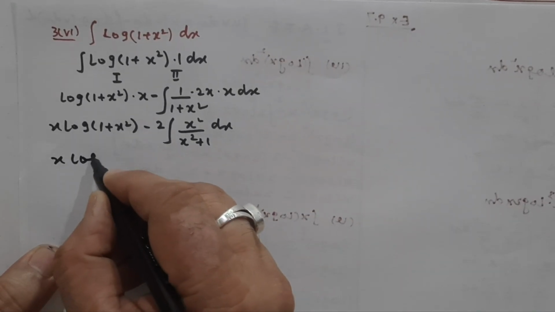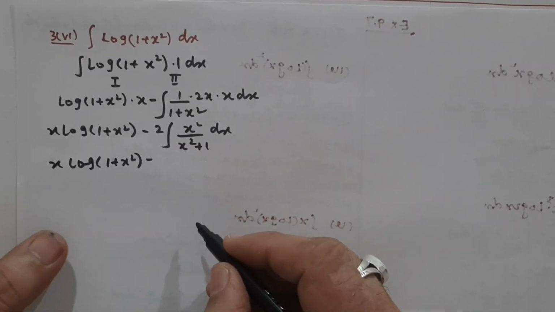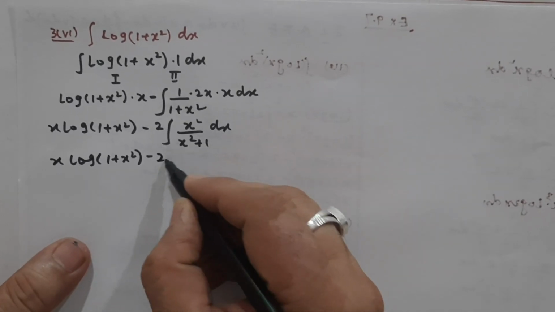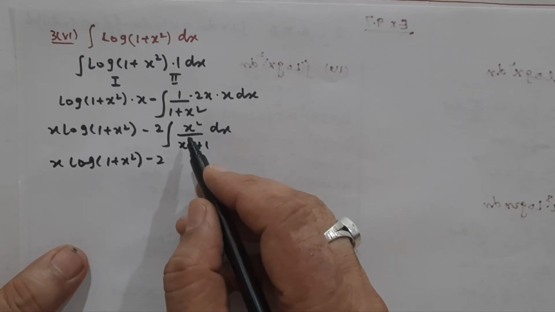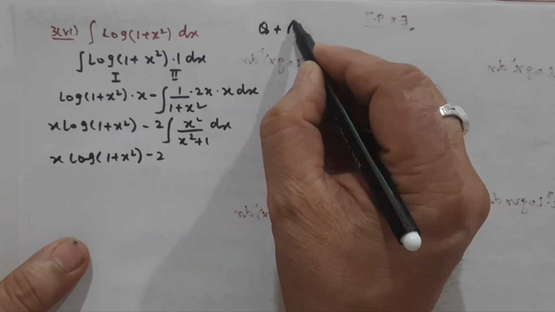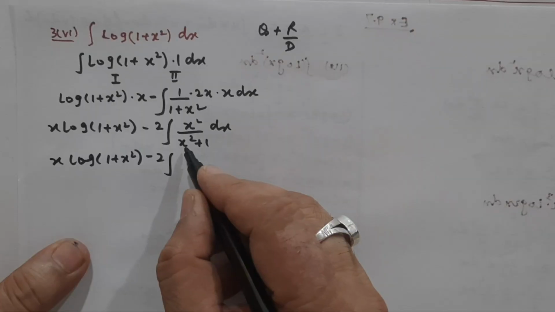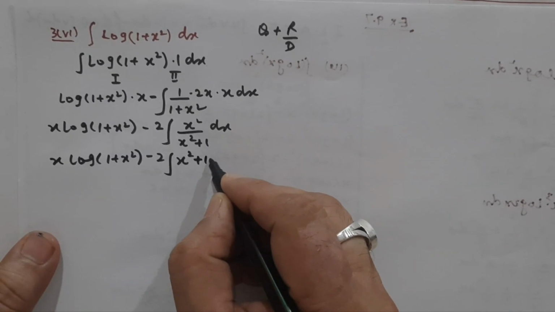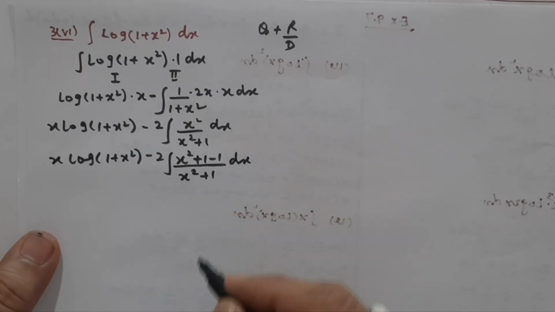Now here we are getting x² upon 1 + x². In exercise 9.1 we did this: if the degree of the numerator is equal to that of the denominator, then we divide the numerator by the denominator and write the result in the form of q plus r by d. And here, if we do not want to divide, since in the denominator we have x² + 1, we can add and subtract 1 in the numerator. We can add and subtract 1.